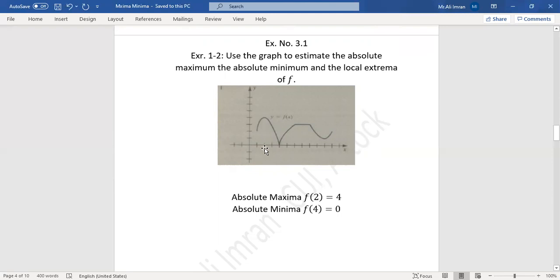Now, at x is equal to 2, this is the highest value, and we will look around at what is the value of y: 1, 2, 3, and 4. It means that at f of 2, the function has highest value 4. This is called the absolute maximum. Now we find the absolute minimum. This is the lowest point, and this occurs at x is equal to 4. At x is equal to 4, the function has value 0, as you know that on the x-axis y is 0. This is the absolute maximum and absolute minimum.